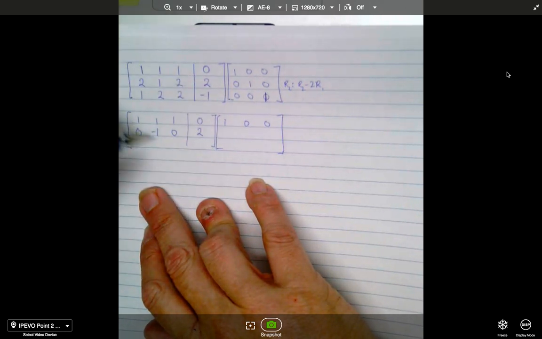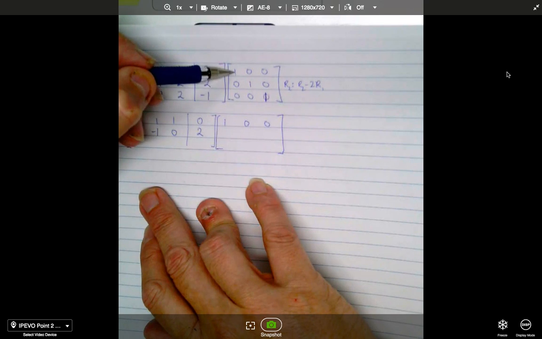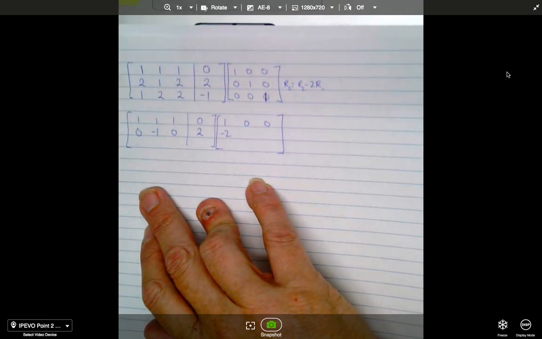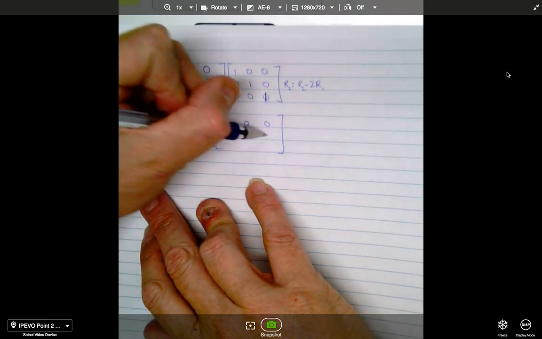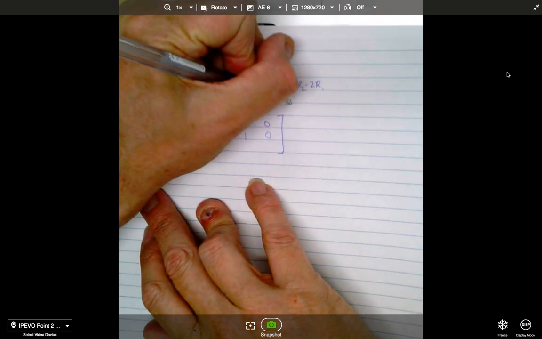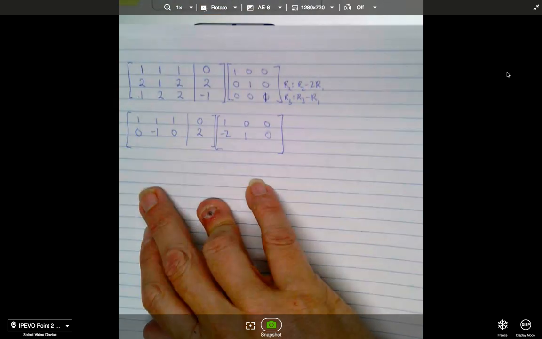So it tells us something straight away about what y equals. And we do it over here as well. 0 minus 2 lots of this is minus 2. 1 minus 2 lots of that is 1. 0 minus 0. So some things have already changed. What are we going to do with this line? We've got to do a similar sort of thing. R3 becomes R3 minus R1.